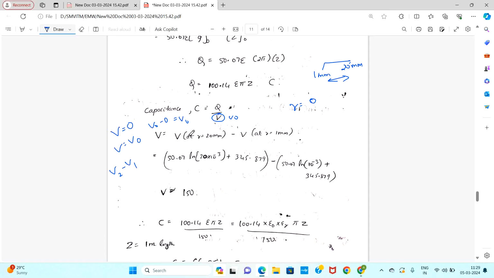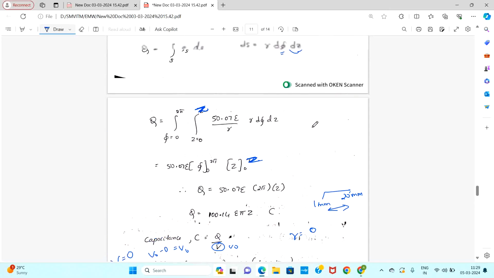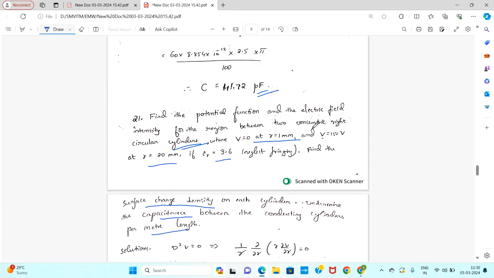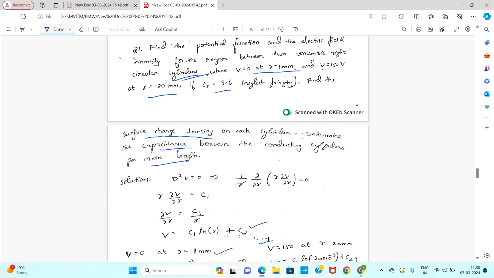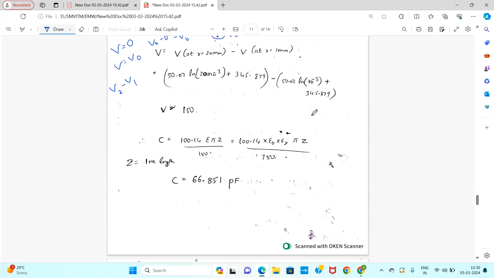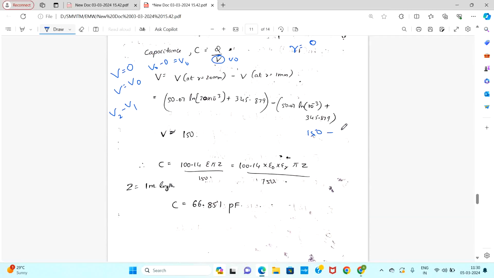I have to take the difference of V at R equal to 20 millimeter minus V at R equal to 1 millimeter. If I take the difference of these two, as you can see, the potential at 20 millimeter is given as 150, and at 1 millimeter is given as 0. So 150 minus 0 will be 150 volt. Now suppose they had given you 150 and, instead of 0, 50, then your difference would have been 100. So we'll have to substitute V equal to 100 here.